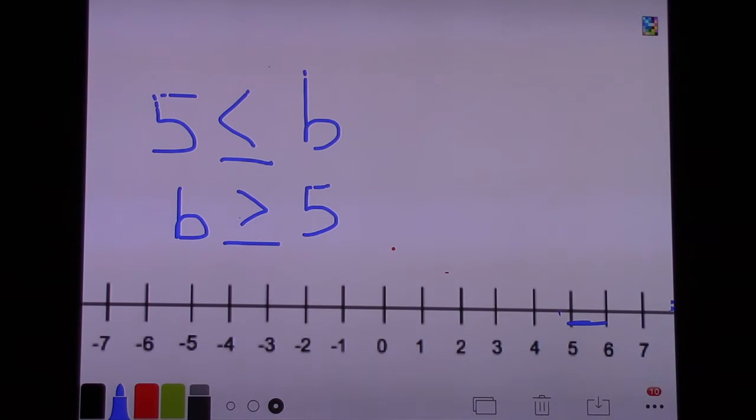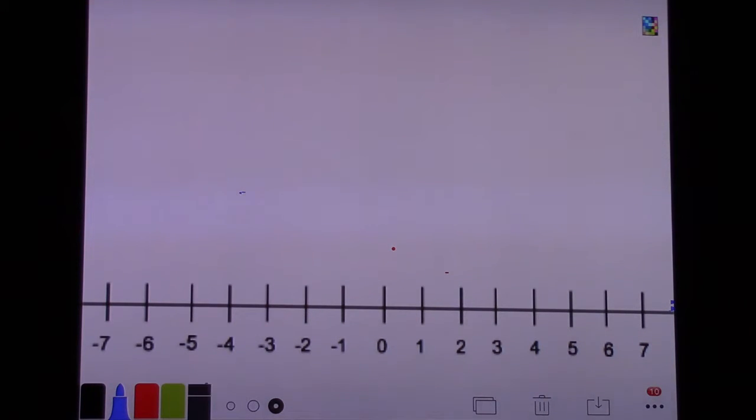Get a couple more of these down. How about if n is less than -2? So I can't include the number -2 because it is not equal to -2. It's simply less than -2. So all the numbers less than -2, not including -2.